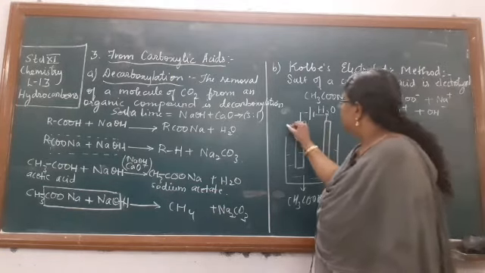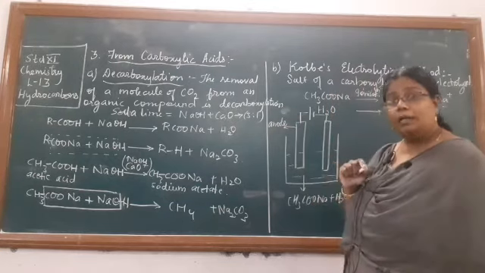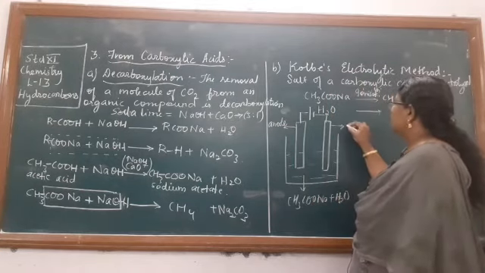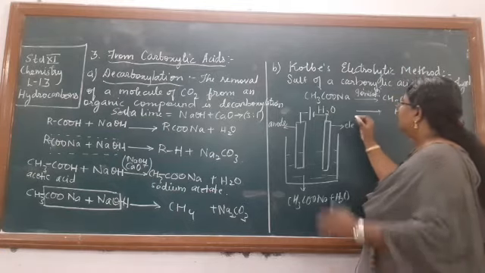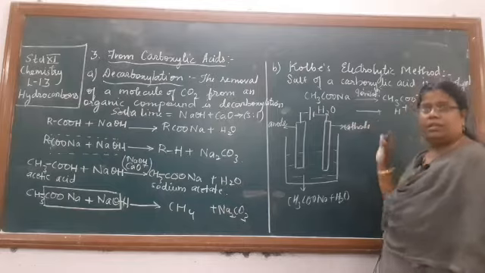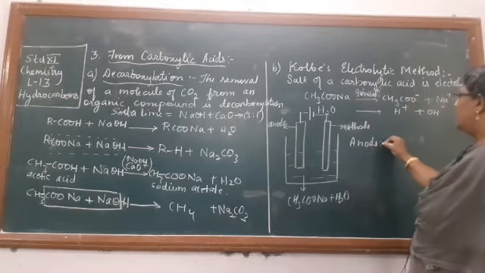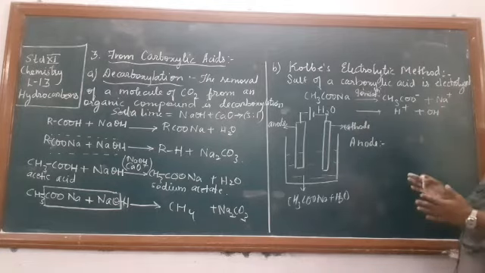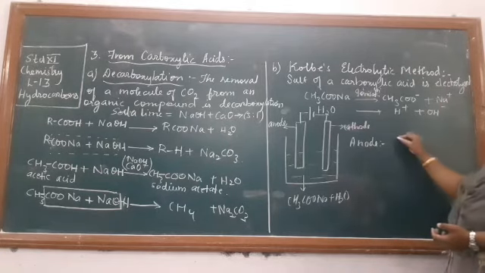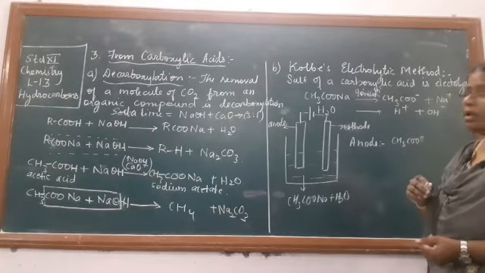This is the positively charged electrode, and the positively charged electrode we name the anode, and the negatively charged electrode we name the cathode, okay. So what happens at the anode? You can see here, the negative ions will move towards the anode, okay. So what happens? CH3COO minus will move towards the anode, okay.